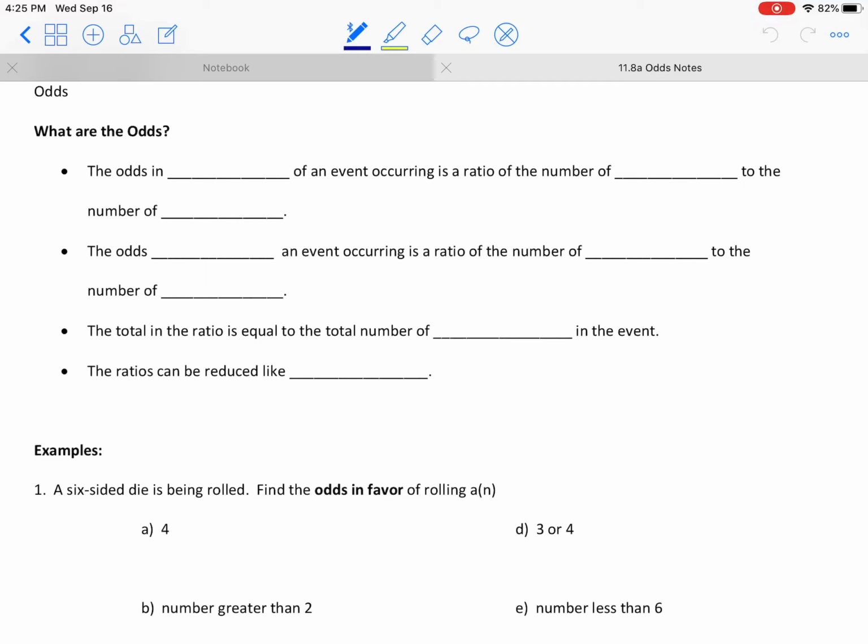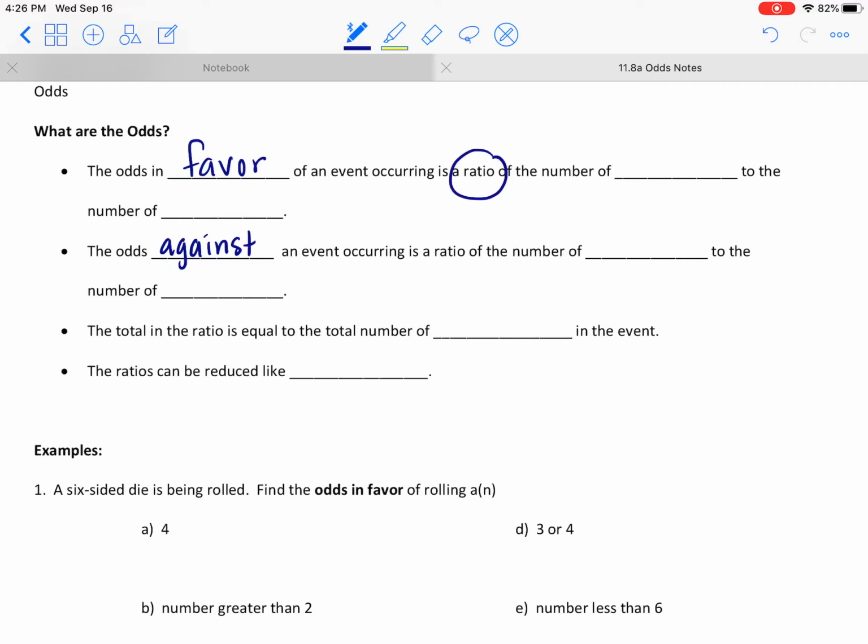But you may not know that odds can be given in two different ways. We have the odds in favor of an event occurring, and we also have odds against an event occurring. So when you hear odds, it's important to know if they're odds that are in your favor or odds that are against you, to determine whether your probability of winning or losing in whatever the situation is good or bad.